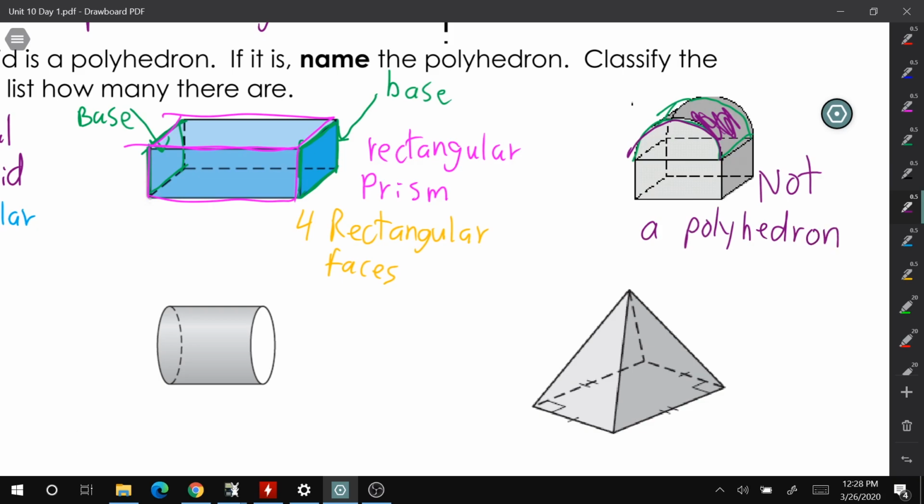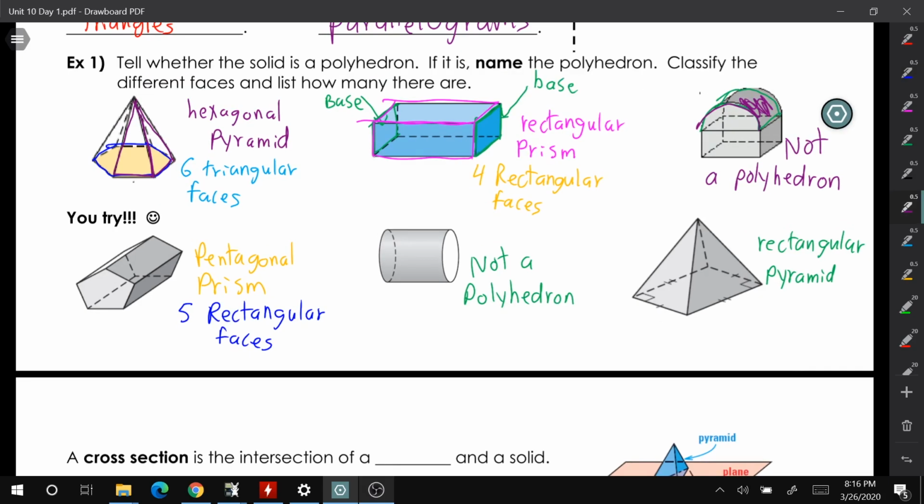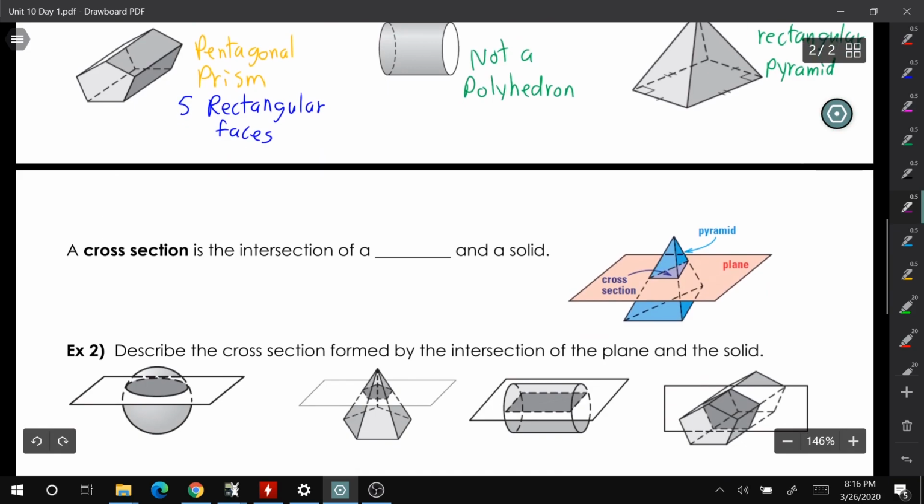So what I want you to do now is pause the video and try the next 3 problems, and then once you're done, unpause the video and see if we get the same answers. So go ahead and pause the video. Alright, check your answers and see if you got what I got. Okay, let's look at the next page.